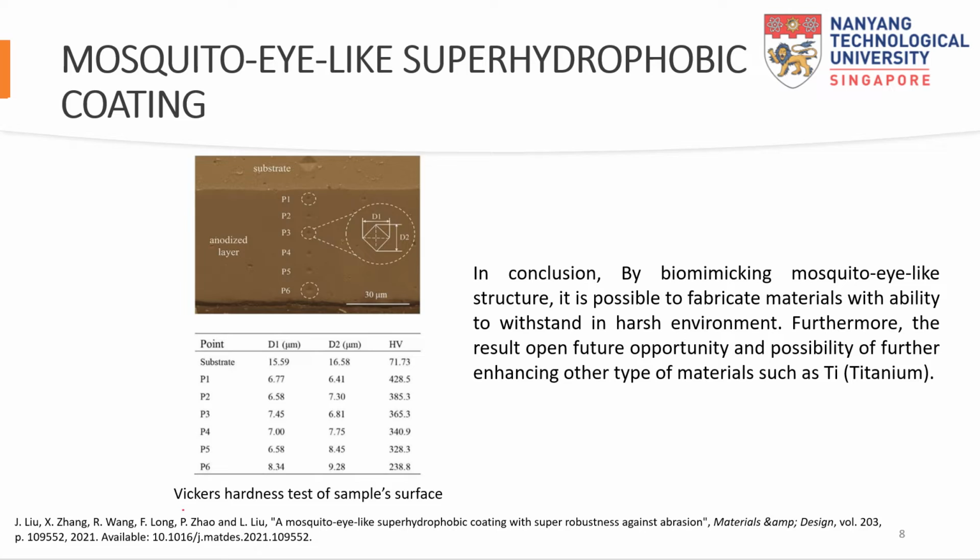In addition, a hardness test is also conducted to obtain the surface hardness data of the sample. The tests show a promising result with a value of 428 here, which is far beyond the industrial aluminum alloy standard, which is around 200. So, in conclusion, by biomimicking the mosquito compound eye, we can fabricate material with the ability to withstand harsh environments. Moreover, the result opens future opportunities for enhancing other types of materials such as titanium.